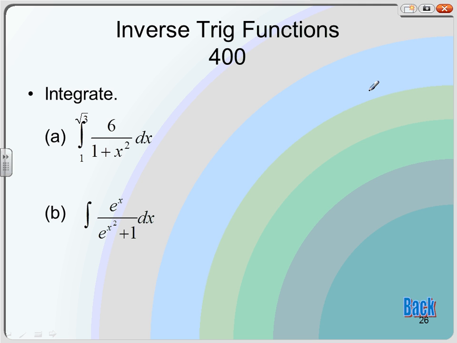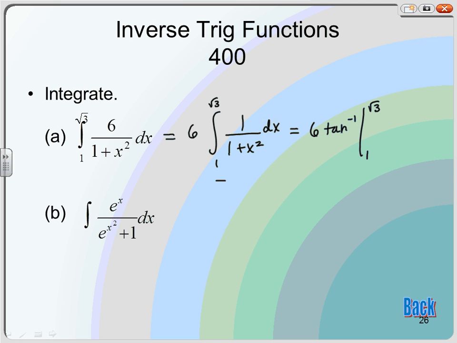Next step, we're going to integrate. So I can see that this is in the form for inverse tangent. You can pull the 6 out to the front if you'd like to see it that way. You don't have to though. Same thing. So it's just 6 inverse tangent of 1 square root of 3.